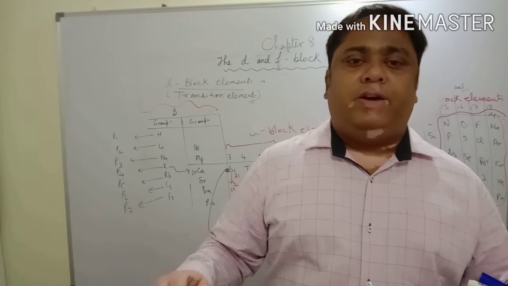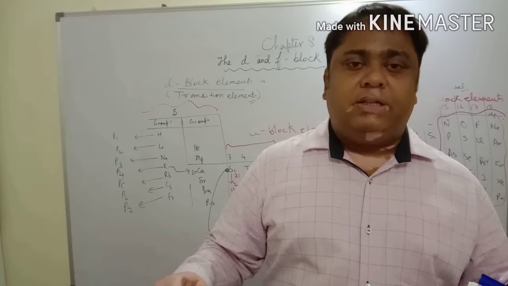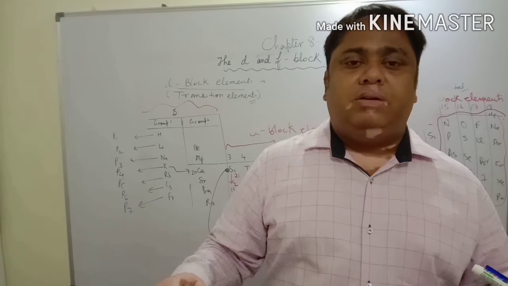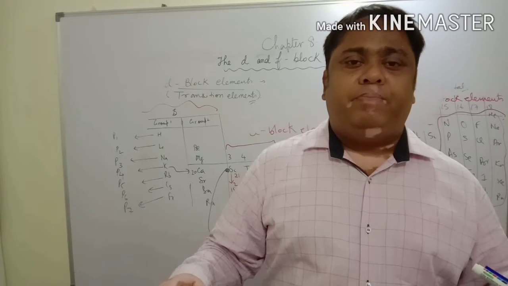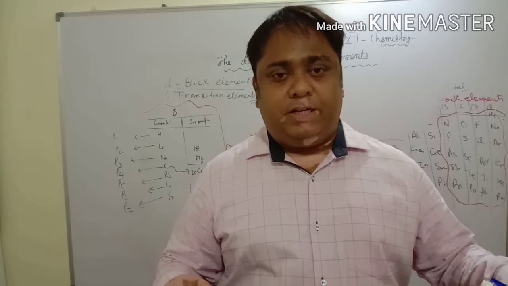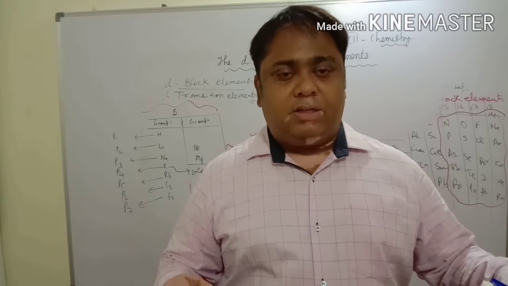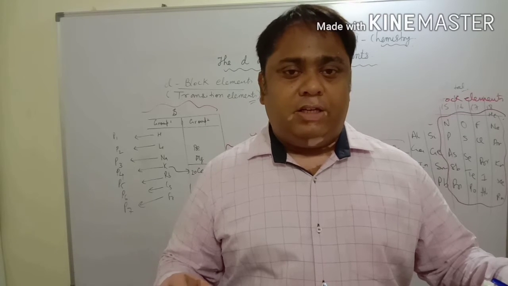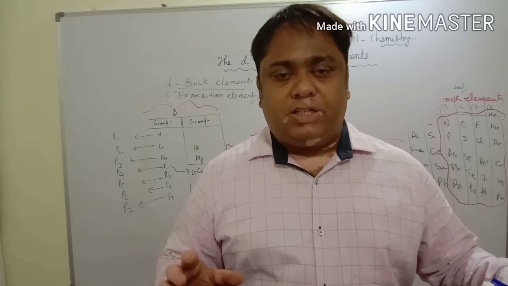But when anions or electron pair donors approach the d orbital of the central metal ion, at that time the d orbitals do not remain in the same energy level, they split into two parts. To that we will come later on, but as of now let us understand why the d orbitals or d block elements are also called transition elements.